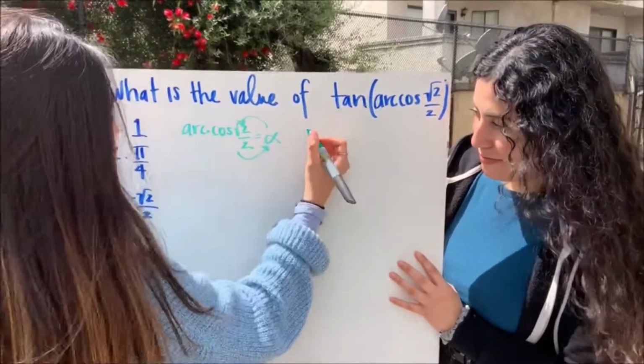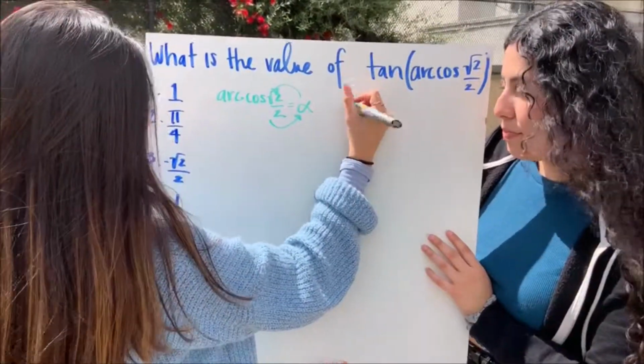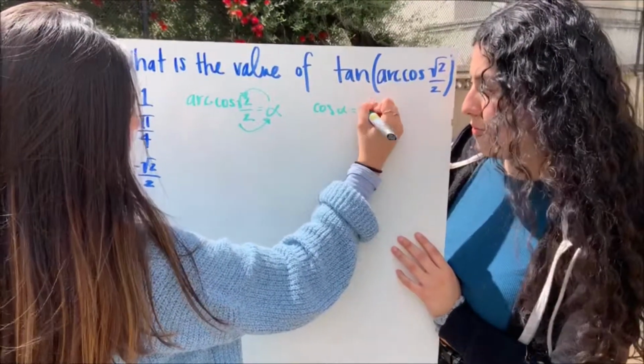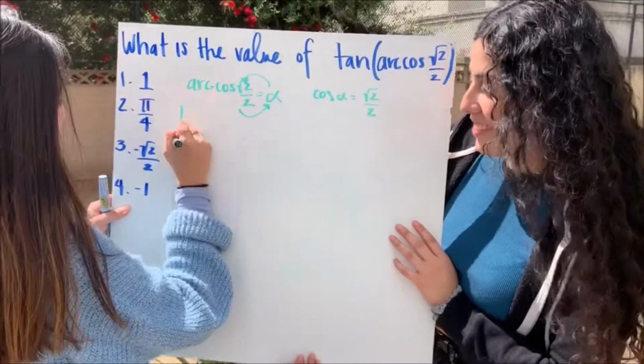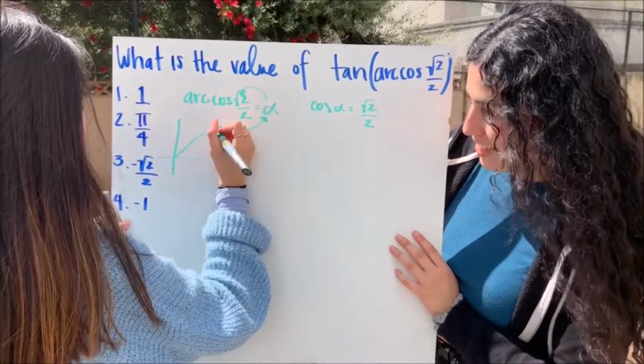First, you take arc cosine of radical 2 over 2, you set it into an equation, and then you take the inverse of it, making it so that it's in the first quadrant of the unit circle.